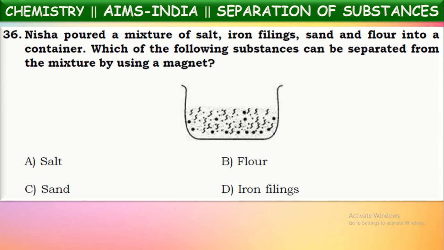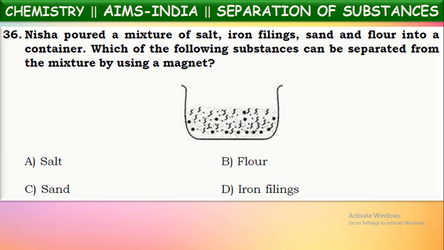One more question given here based upon the diagram. Nisha poured a mixture of salt, iron filings, sand, and flour into a container. See, so many components are mixed here to form a mixture. Now, which of the following substances can be separated from the mixture by using a magnet? So, four components are mixed by Nisha. Now, out of these four, which component can be separated by using a magnet?